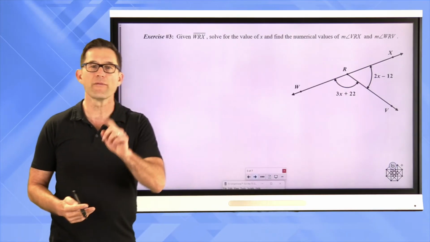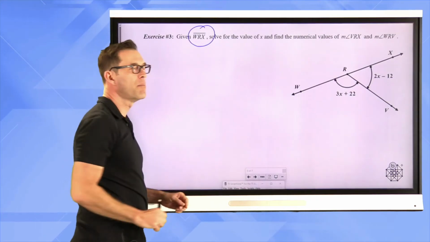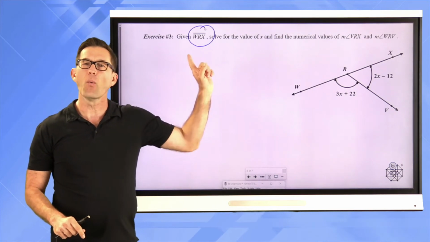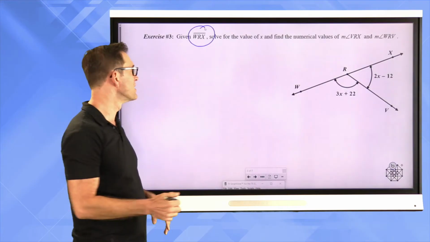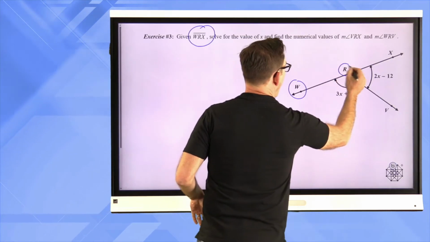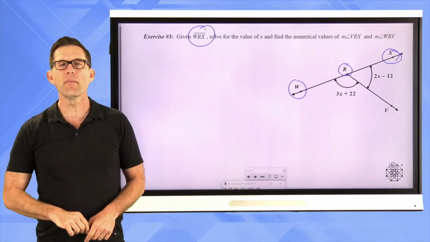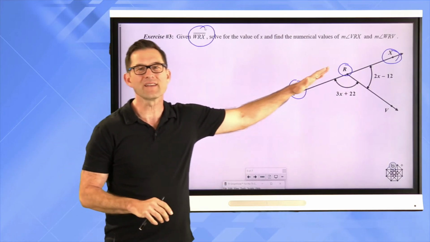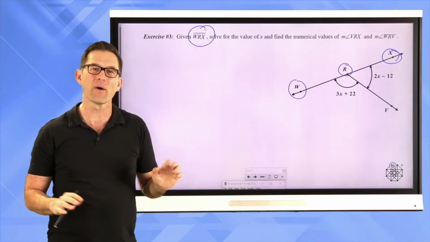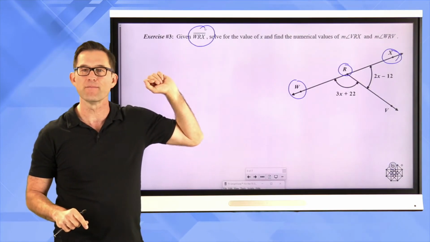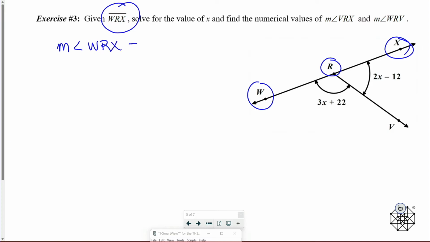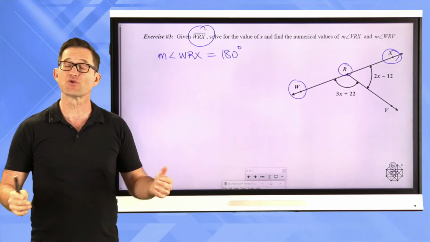Now, what's really going on? Well, the first thing is we really have to be clear about what this piece of information is telling us. It almost seems like a throwaway. But what WRX with a segment bar above it tells us is that these three points, W, R, and X, are collinear. Now you might say, I can see that they fall along a straight line, but how do I know there isn't a little bend right at R? Well, I know that because of this statement. It tells me that the measure of angle WRX is equal to 180 degrees. That I know for certain, because it's a straight angle.